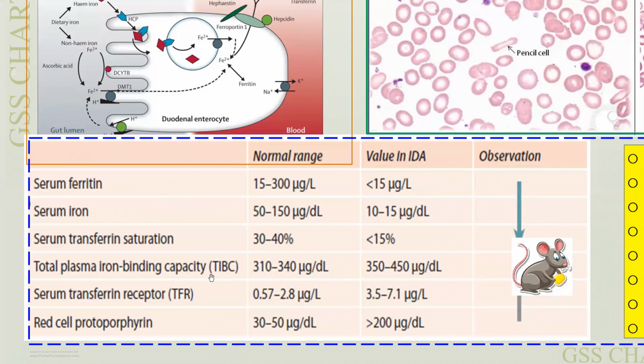Total plasma iron binding capacity, it is increased. Transferrin receptor, it is increased. Red cell protoporphyrin is increased. Whereas the serum transferrin, serum iron, and serum ferritin are all reduced when compared to the normal values. So I hope you people will be able to answer all these things. What else is left?